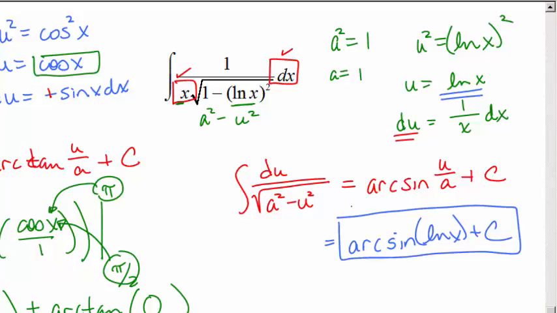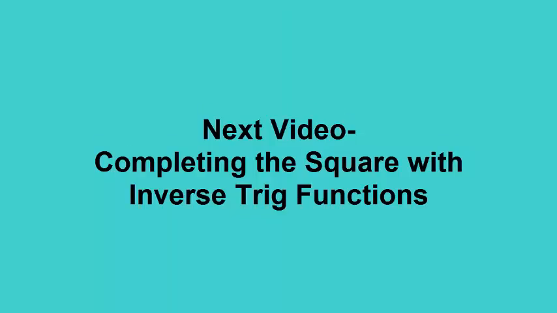These are just a few examples of how to integrate with inverse trig functions. The next video talks about more examples using completing the square, which comes up quite often with inverse trig functions.